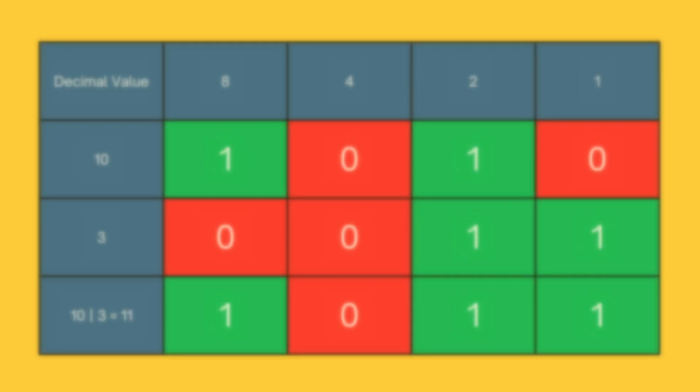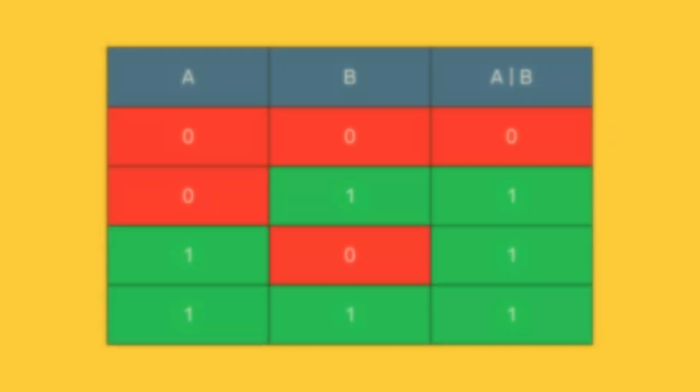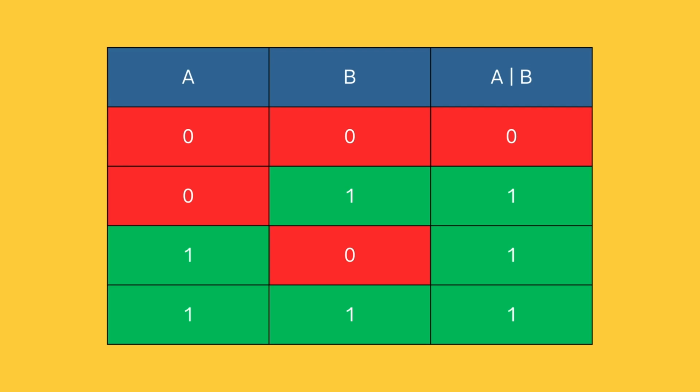What exactly is the bitwise OR operator? Represented by the pipe symbol, it compares two numbers bit by bit and returns a 1 if at least one of the bits is 1, and if both bits are 0, then it will return a 0. To help you further understand this, let's take a look at an example in Python.